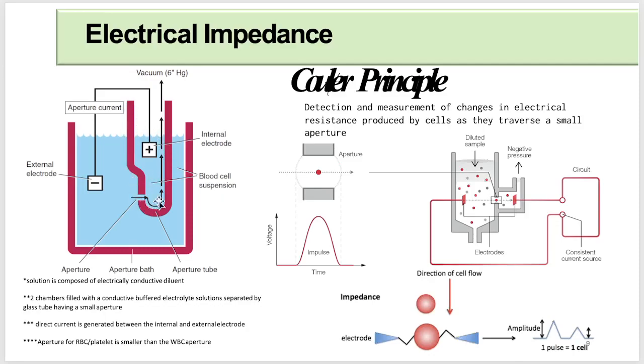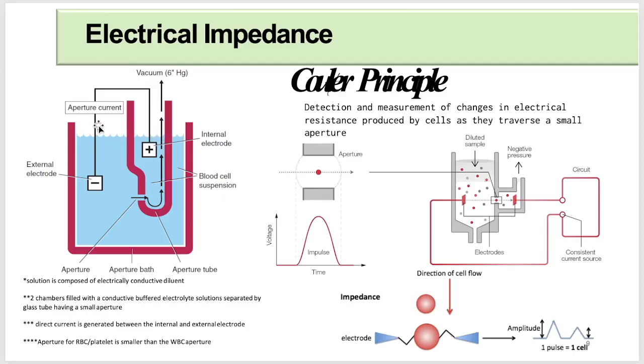Then we have a tube here. This is what we now call the aperture tube. The aperture tube has a hole, and that is what we call the aperture. So again, let's review. There are two chambers filled with a conductive buffered electronic solution, separated by a glass tube having a small aperture. A direct current is generated between the external and the internal electrode.